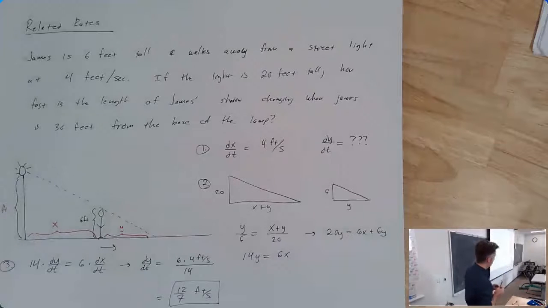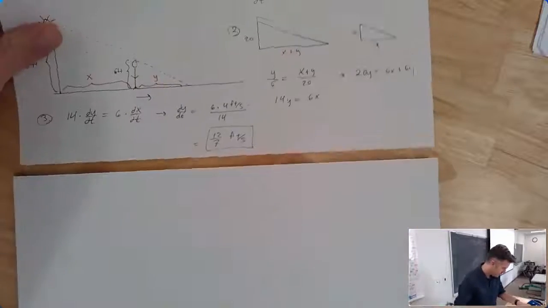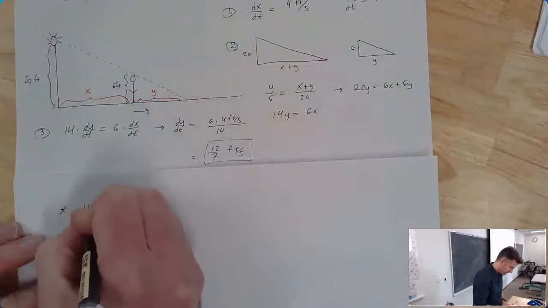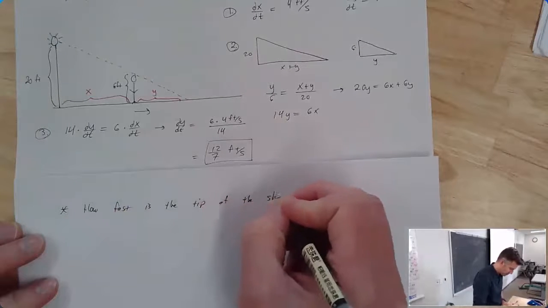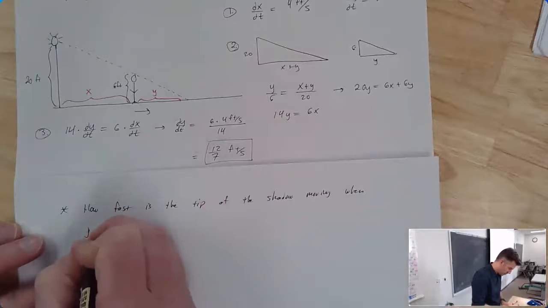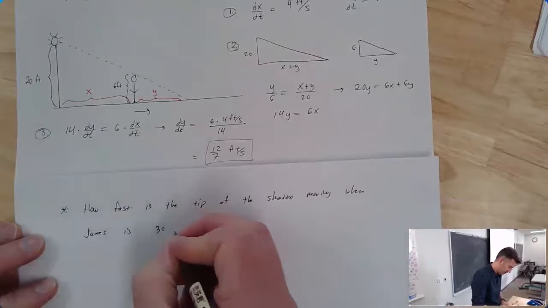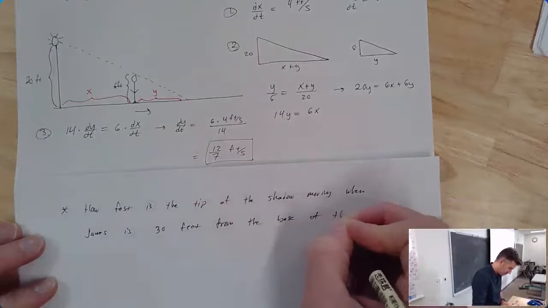Now, what I'll also point out is that a lot of the time in textbooks or on web work, they ask a slightly different question. The question I have asked here is how fast is the length of the shadow increasing, meaning the length from where it starts at my feet to where it ends at the head of the shadow. But the question that's often asked instead is how fast is the tip of the shadow moving when James is 30 feet from the base of the lamp.